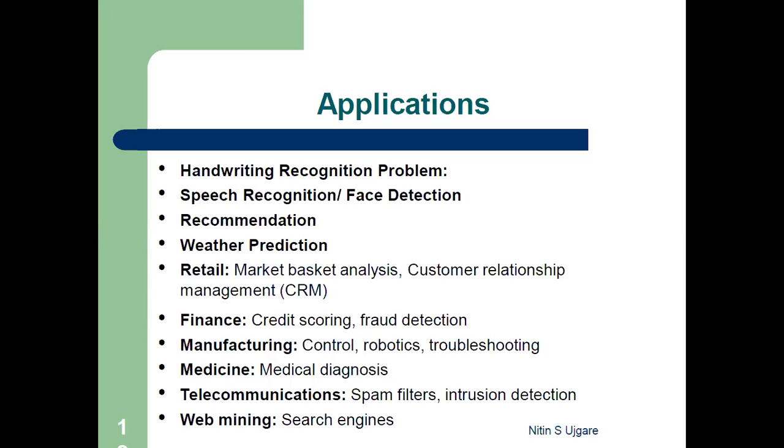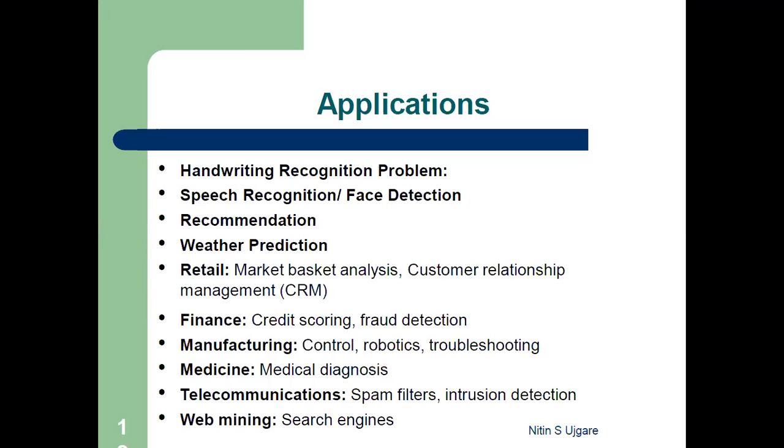Then the other applications are in manufacturing, like a controller on a conveyor belt to detect faulty products or defects in the product, in robotics automation, and in troubleshooting. These are some examples of manufacturing applications. In the medical field, detecting cancer cells and diagnosing whether the patient has diabetes or not. These are some examples of medical applications. In telecommunication, detecting spam with spam filters and intrusion detection are some examples of machine learning applications.